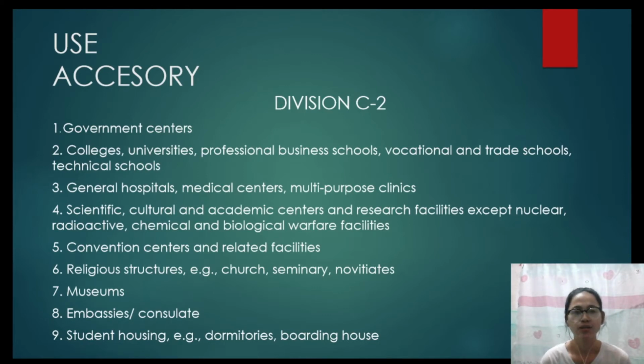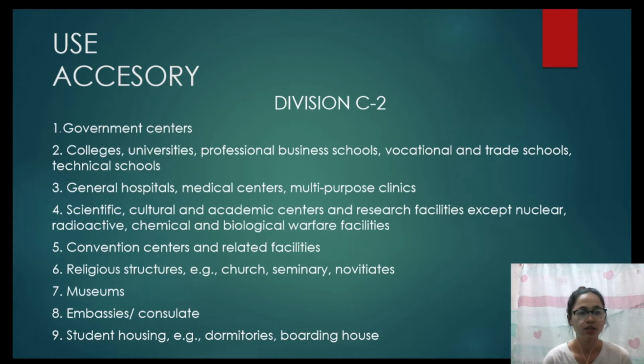Division C-1 has no accessory, while Division C-2 are: 1, government centers; 2, colleges, universities, professional business schools, vocational and trade schools, technical schools; 3, general hospitals, medical centers, multi-purpose clinics; 4, scientific, cultural, and academic centers and research facilities, except nuclear, radioactive, chemical, and biological warfare facilities; 5, convention centers and related facilities.